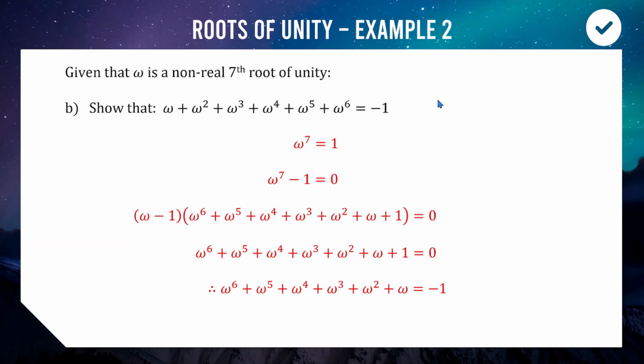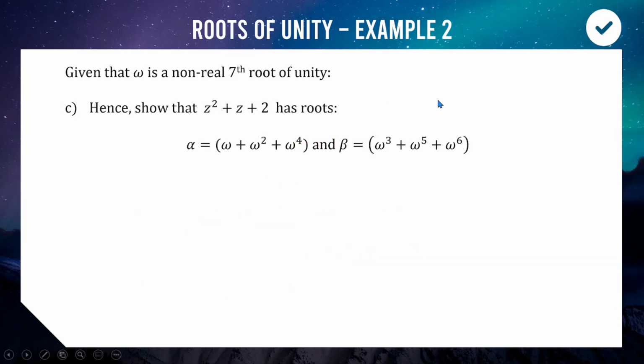Okay, beautiful. Up for part C, we have: hence, show that the quadratic equation z squared plus z plus 2 has roots of alpha and beta given by these expressions. So what this means is that if these are indeed the roots of this quadratic equation, then if we added them, we should get negative b over a, so we should get -1 over 1. If we can show that these two add together and give us -1, we're on the right track.